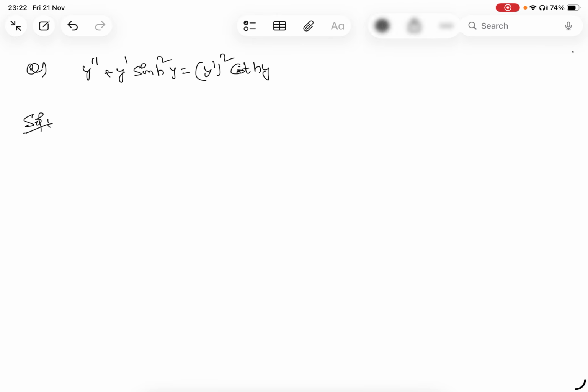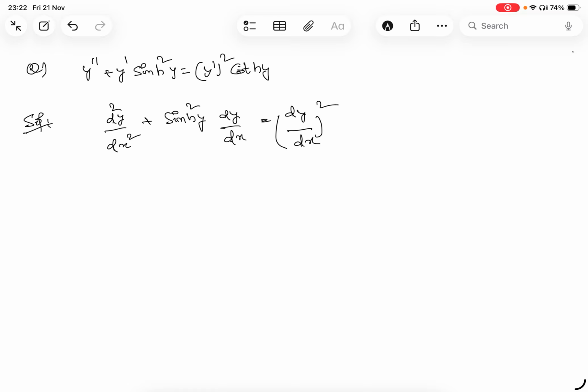As y'' is d²y/dx², the equation is d²y/dx² + sinh²y into dy/dx equal to (dy/dx)² into coth y. Fine.